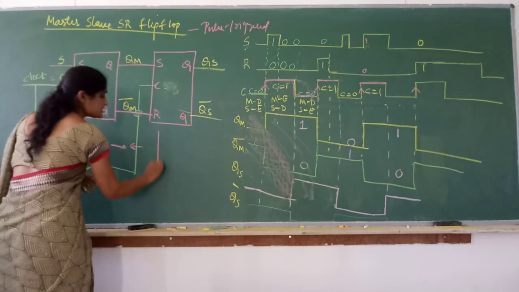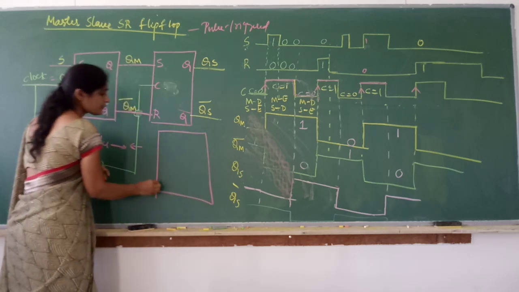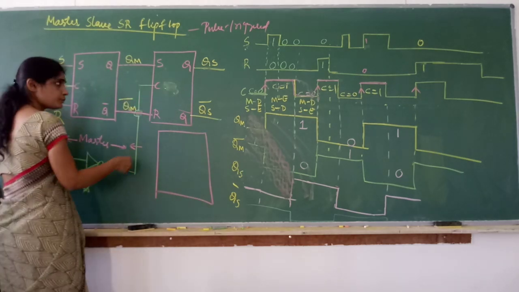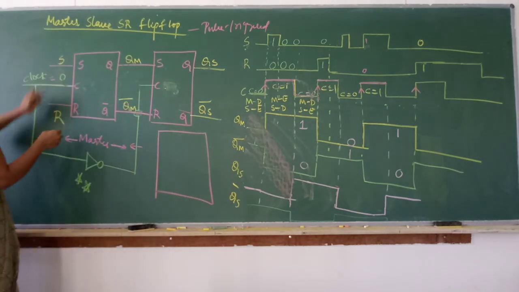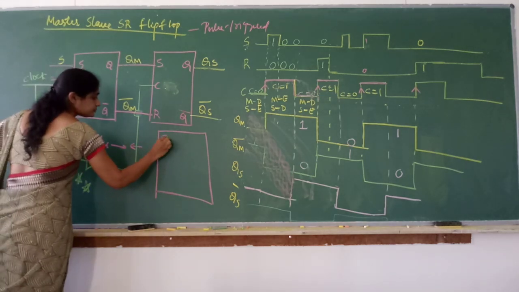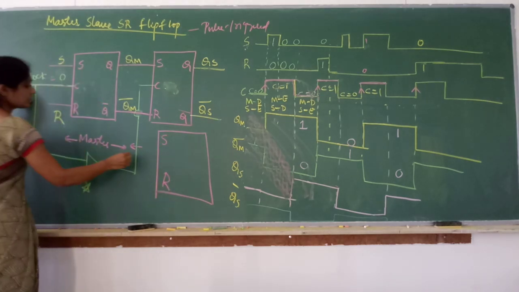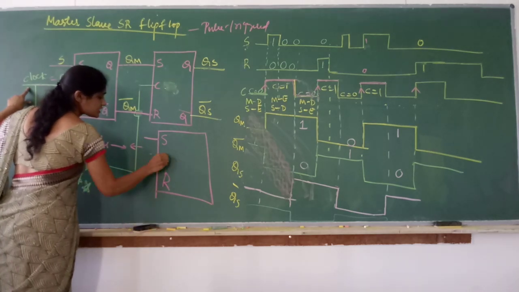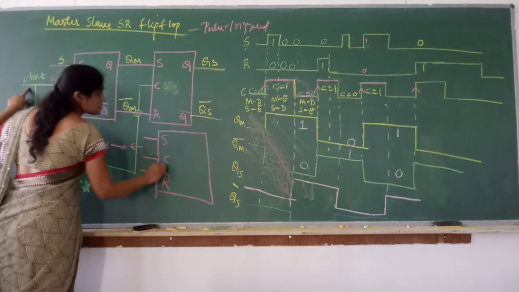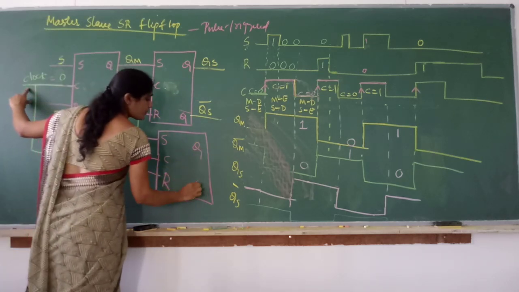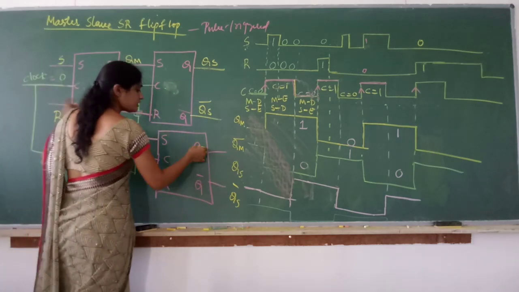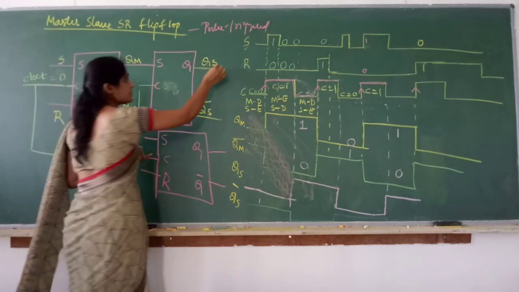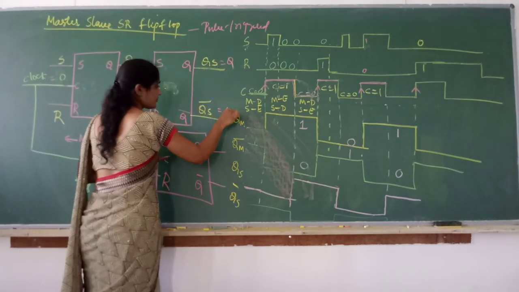So when we write the logic symbol of master slave flip-flop, how to write the logic symbol? Inputs, outputs, correct? What are the inputs? SR, clock, correct? So what are the outputs? Q bar you can write, or you can write QS bar. Otherwise let us call this Q and Q bar.